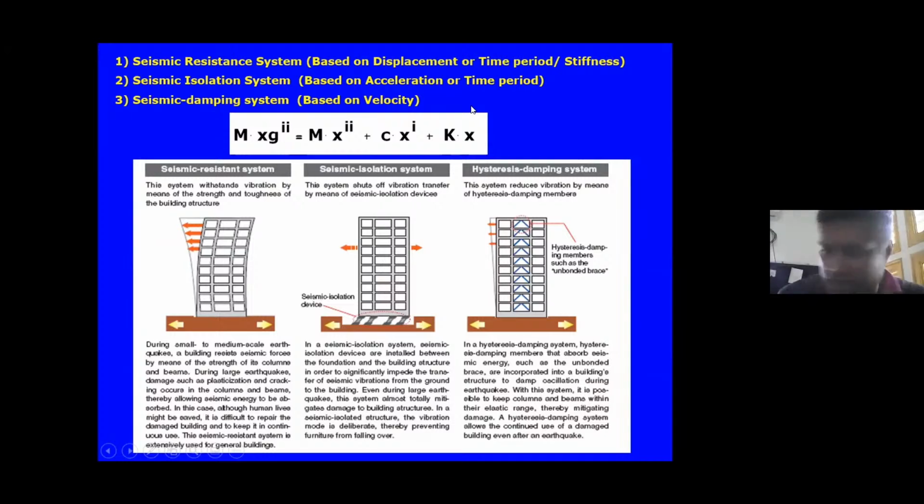If you're designing for earthquake, you can design based on reducing acceleration, reducing velocity, and of course, reducing or increasing the displacement, depending on how the design is. So there are three essential strategies for design of earthquake resistant structures. One is displacement based, the second one is acceleration, and the third one is velocity.